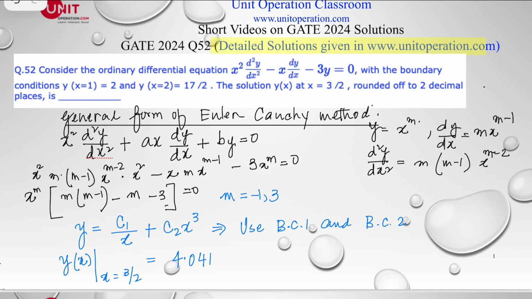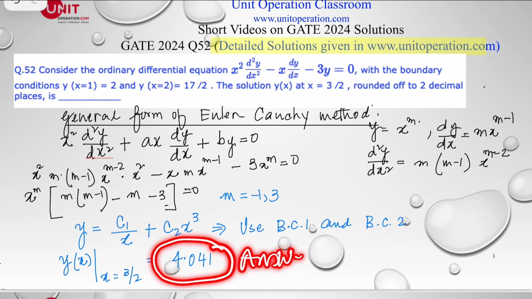Anyway, from this equation, once we substitute, we get these roots, and again these are distinct roots. So from here, this is the general solution we get. Once we apply boundary conditions 1 and 2, we get this particular value, 4.041. So this is my answer, and the details of course are given here.